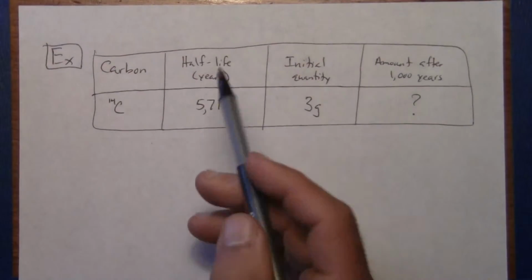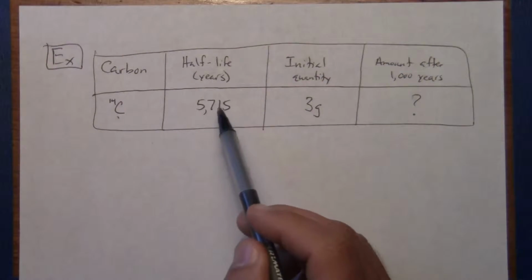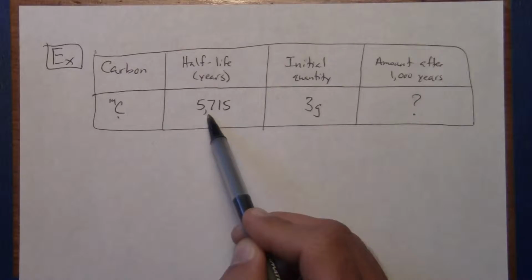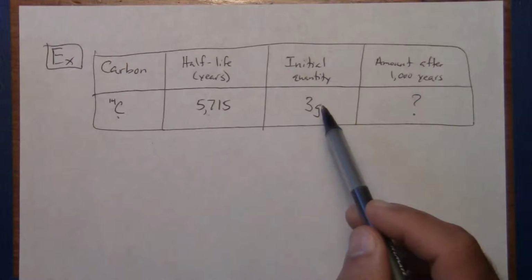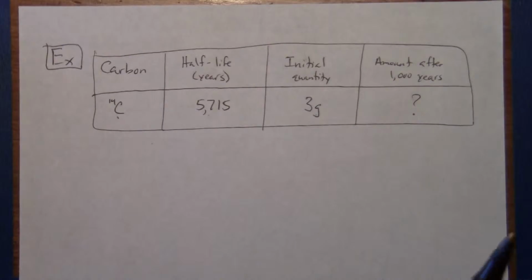And then the other one is you're given carbon-14. They tell you it has a half-life of 5,715 years. You have 3 grams initially, and then you want to find out how much you have after 1,000 years.